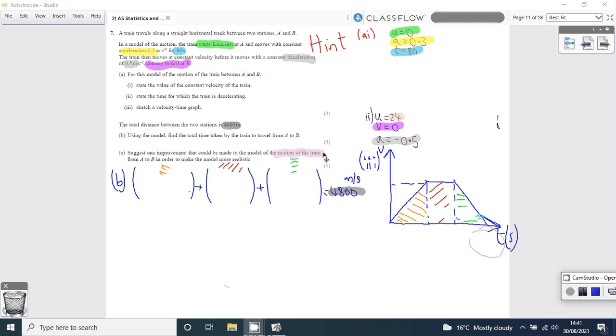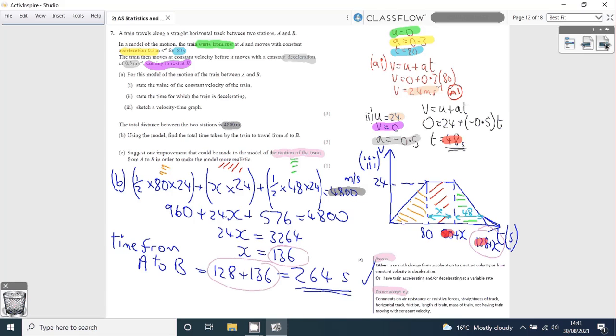And the solution for question 7. Following on from the hints, for part (a)(i), u is 0, a is 0.3, t is 80. Using v = u + at, we get a velocity of 24. Now for part (ii), u is 24, v is 0, and the acceleration is minus 0.5. Again using v = u + at, we get the time being 48 seconds.